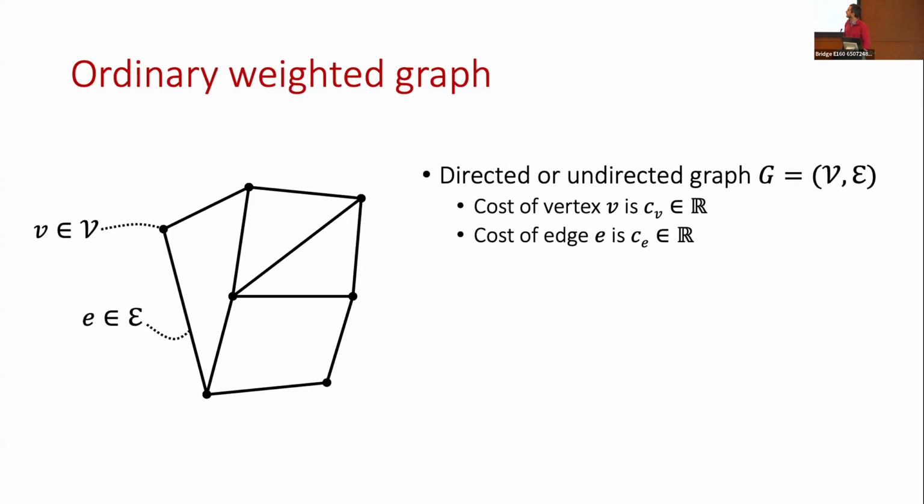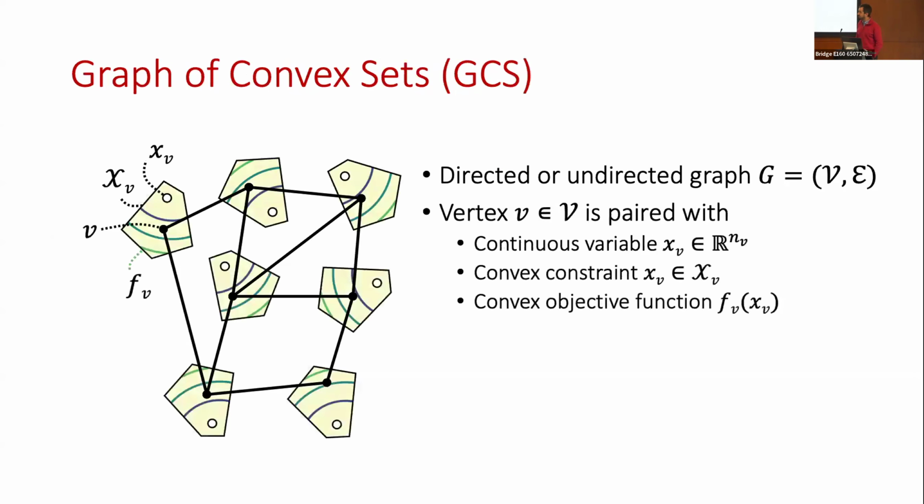So I'm sure that everybody in this room is familiar with ordinary weighted graphs. They can be directed or undirected, and we have costs that are scalars that are associated with the vertices and the edges of a graph. A graph of convex sets generalizes the notion of an ordinary weighted graph as follows. In a GCS, the weights on the vertices and the edges of the graph are not even scalars anymore, but they depend on underlying convex optimization problems.